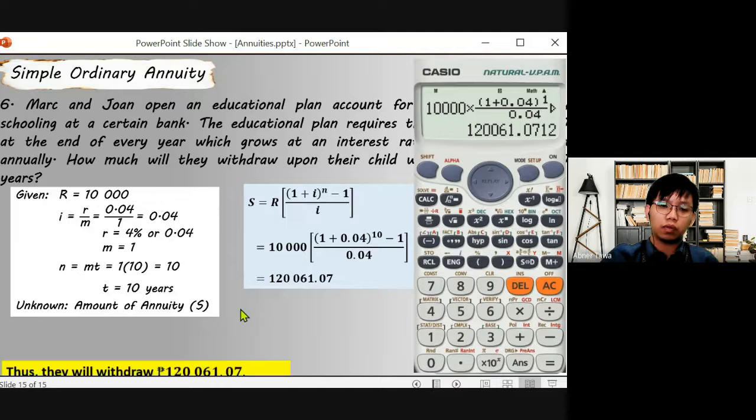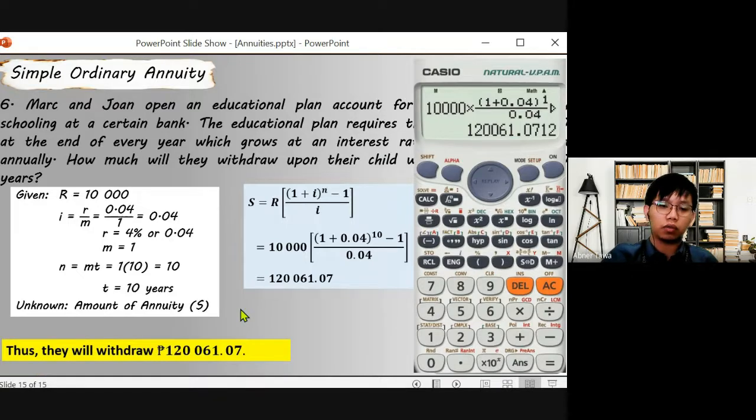And next, we're going to have here the final answer, which is our conclusion. Thus, they will withdraw an amount of 120,061.07 pesos. Okay, so that is our last example.